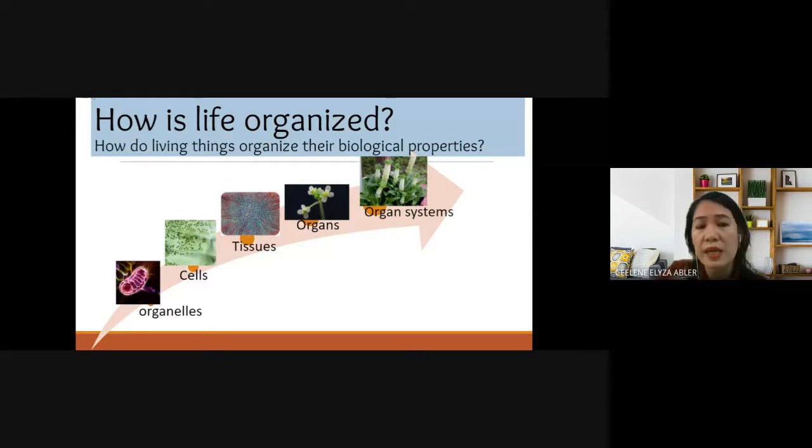Okay, let's go to how we organize life. Review lang tayo kasi nasa inyo na ito sa junior and elementary days. We'll start with organelles. Yung first parts of our lessons in quarter 1 will be about organelles. We have the mitochondrion, the cell nucleus, the plasma membrane, which is an organelle on its own. We have also the endoplasmic reticulum, the rough and the smooth, the Golgi apparatus, and lysosomes. Yun ang mga examples ng ating organelles. We will discuss them one by one by next meeting.